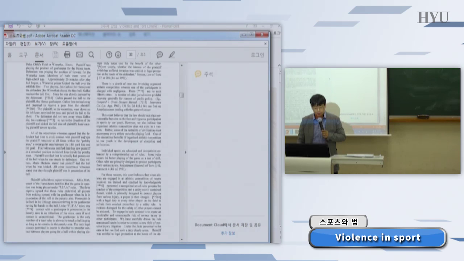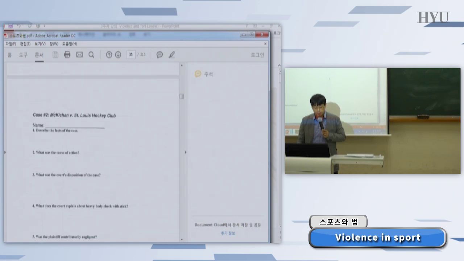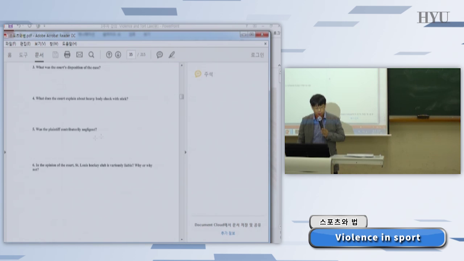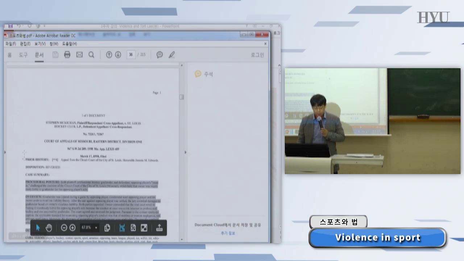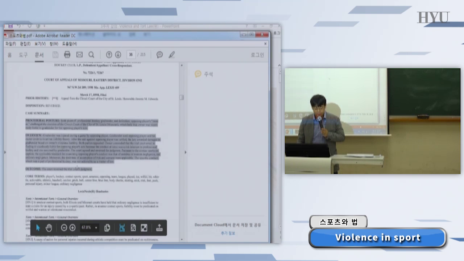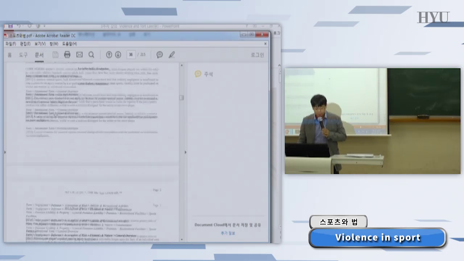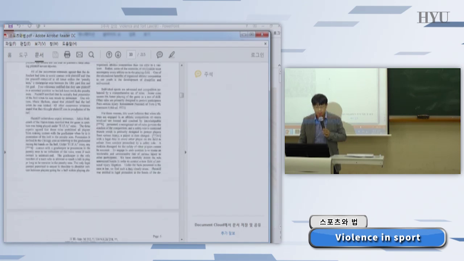Okay. Also, another case you have to read, the Mackie-chan case, Mackie-chan versus St. Louis Hockey Club. Six questions you need to answer. And then there's a legal summary, a law review of this case. So you have to read two cases and answer a total of 14 questions. That's the assignment.